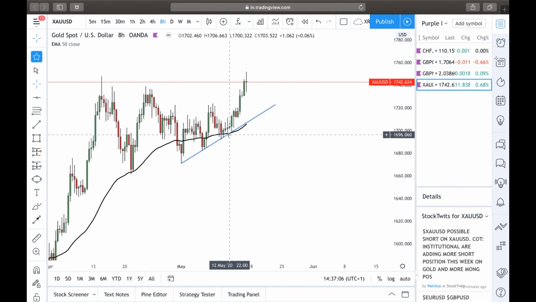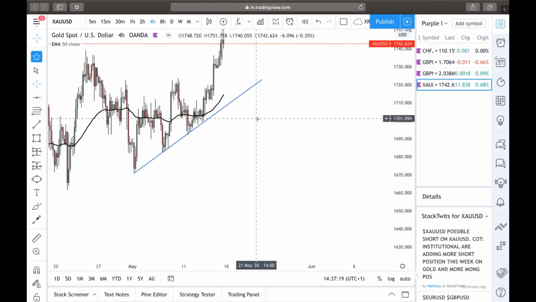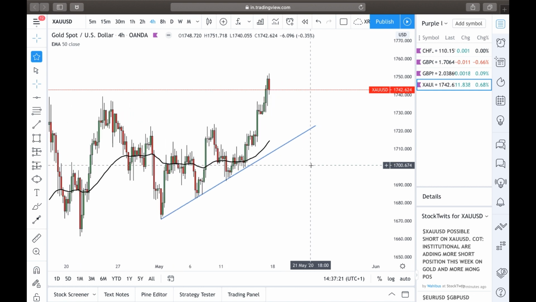Rejection. We had a hammer candle, which is also a bullish indicator. That's a spinning top, and obviously that's all the rejection. Then it shot off. I gave it on my last video. If you don't believe me, go watch it. It's there. 500 pips for free.